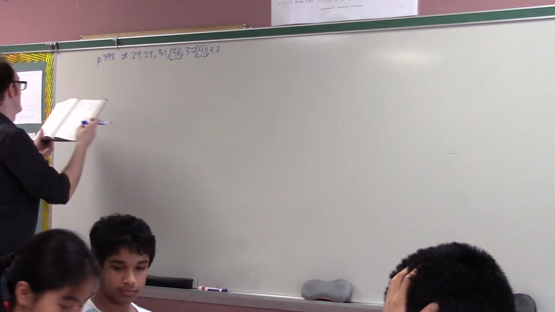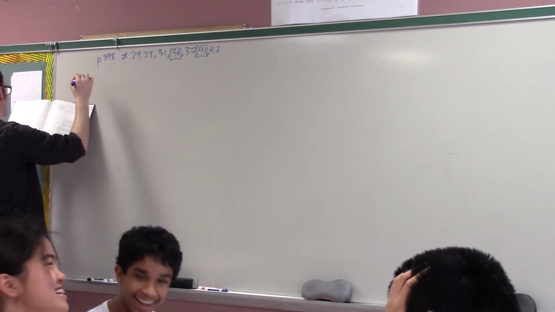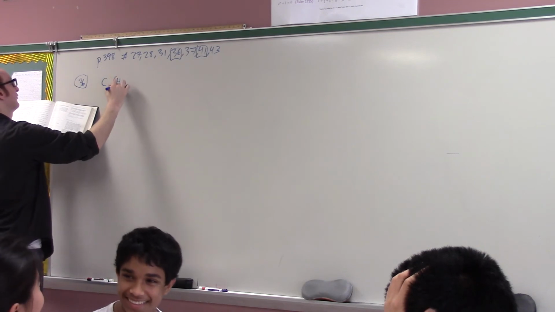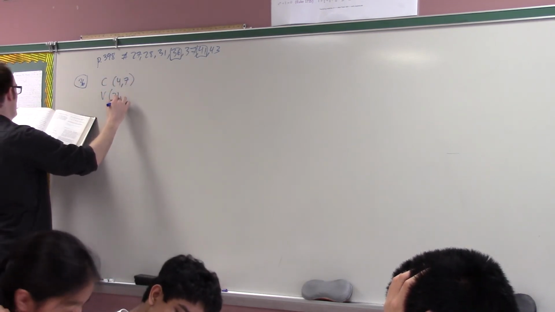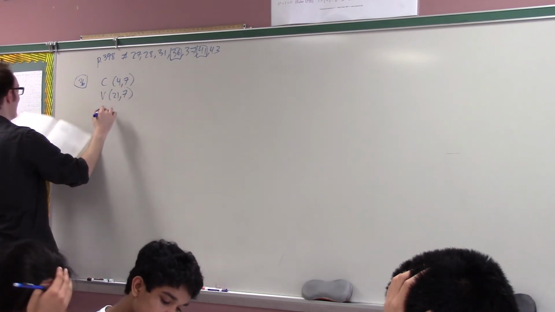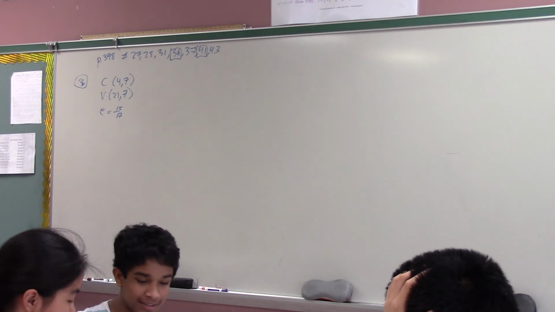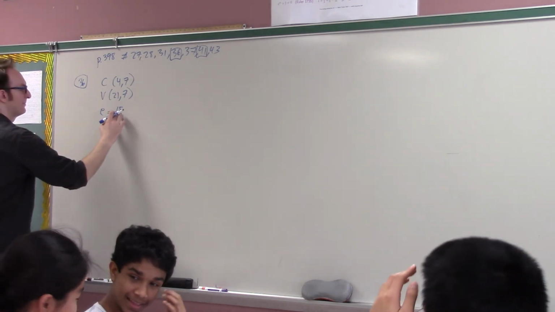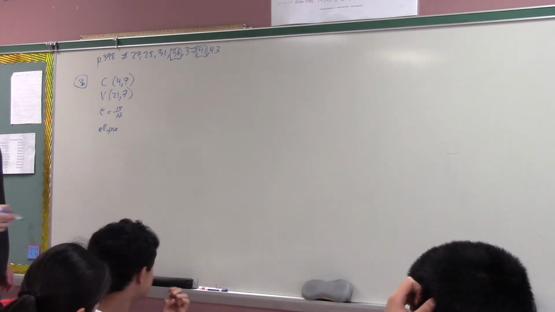36 says, take a conic with the center at 4, 7. One vertex at 21, 7, and eccentricity 15/17. Well, if eccentricity is 15/17, then it must be an ellipse, right? Right, yeah. Okay.